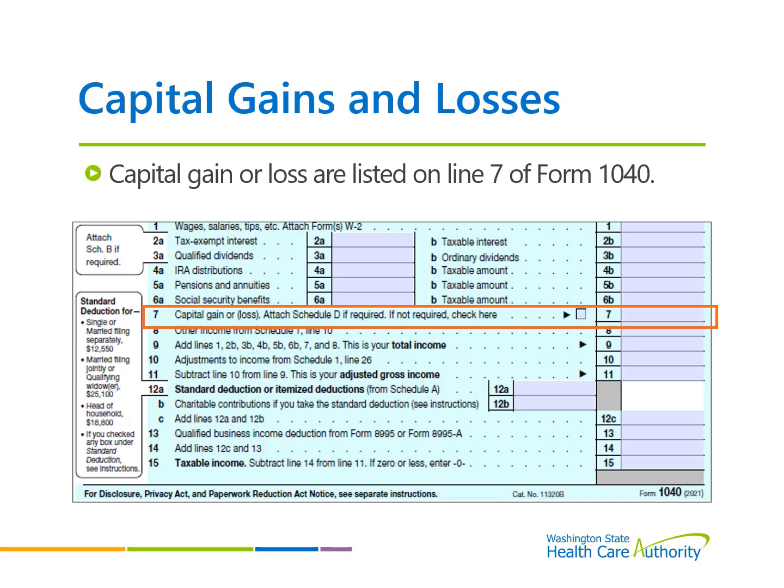Capital gains and losses. A capital gain or loss is listed on line 7 of IRS Form 1040.